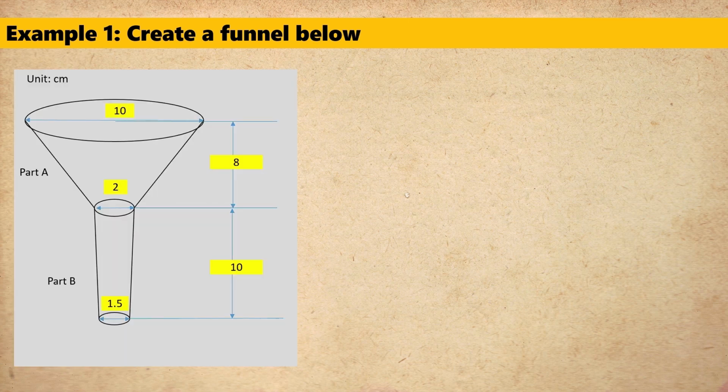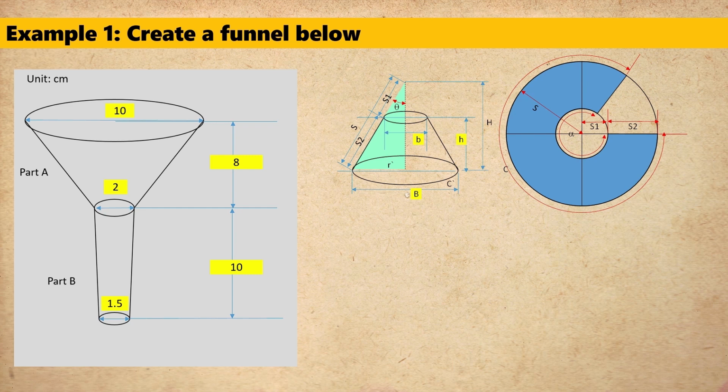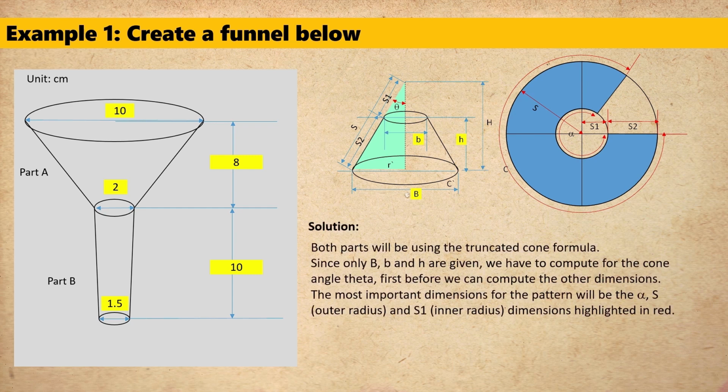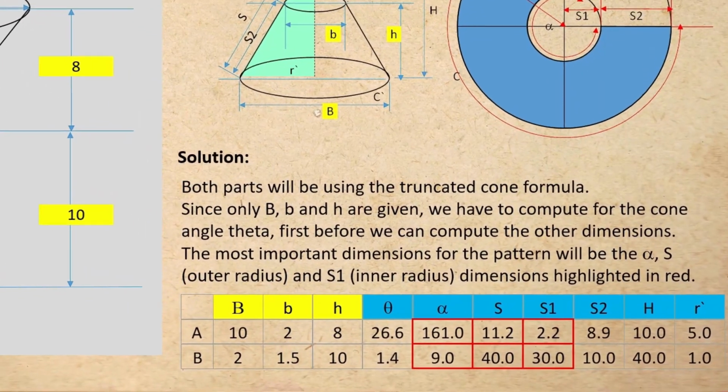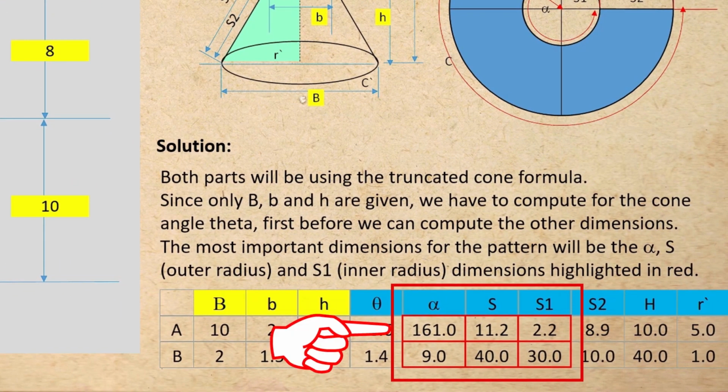Both parts will be using the truncated cone formula. We have to compute for the cone angle theta first, before we can compute the other dimensions. I have created an Excel table to automatically compute the other dimensions. The most important dimensions for the pattern will be the alpha, dimension S or the outer radius, and S1 which is the inner radius. They are highlighted in red.